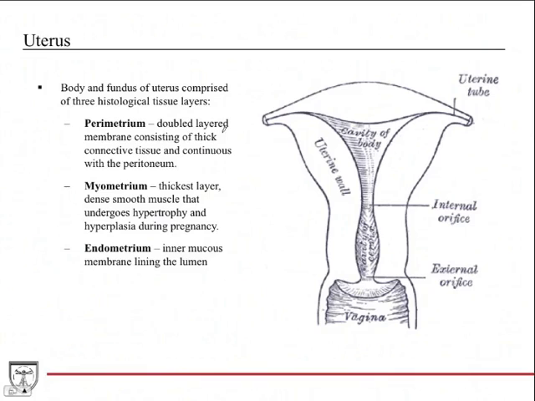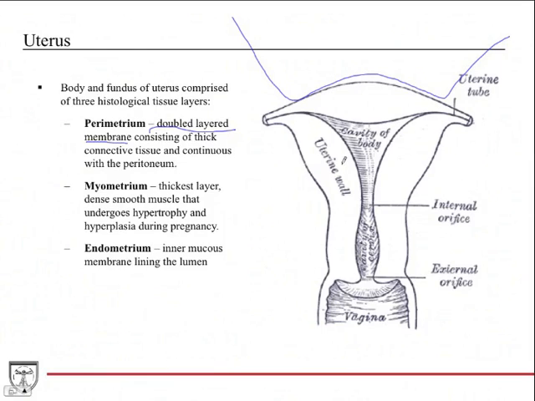And now as for the parts of the body and the fundus of the uterus, so you have the perimetrium, which is the outer layer here, and it's a double-layered membrane consisting of thick connective tissue, and it's continuous with the peritoneum. And it's important to note that the peritoneum drapes down over the fundus of the uterus.